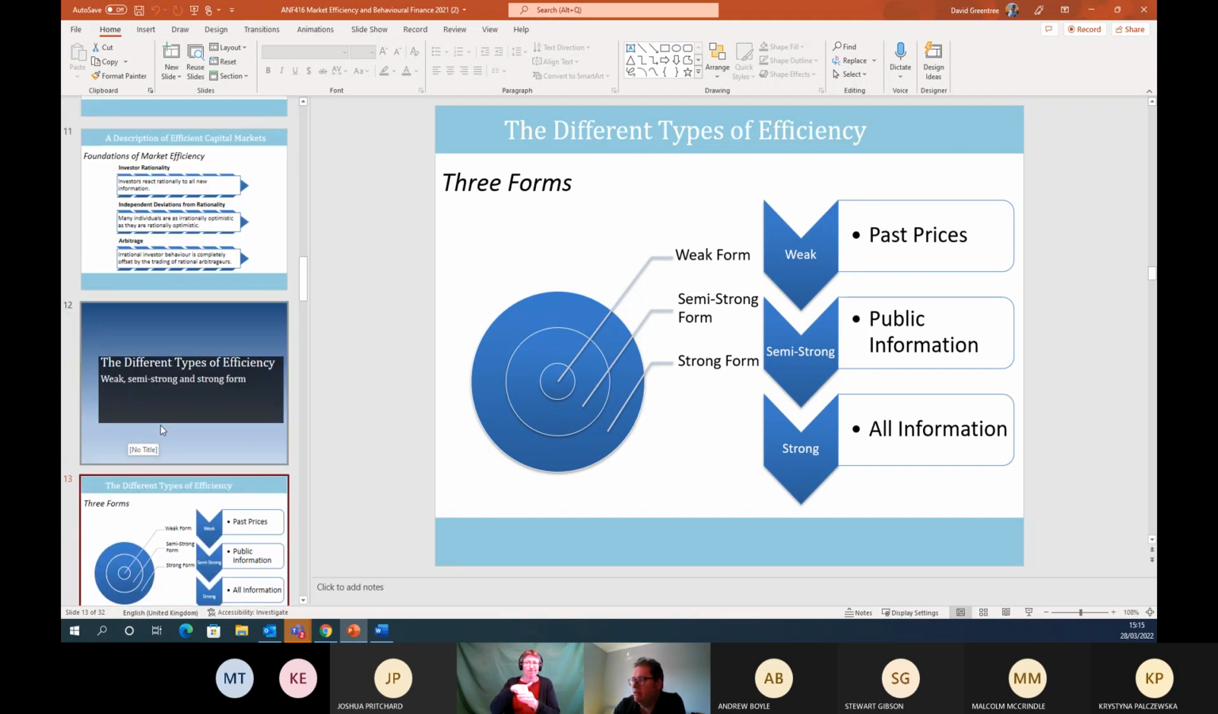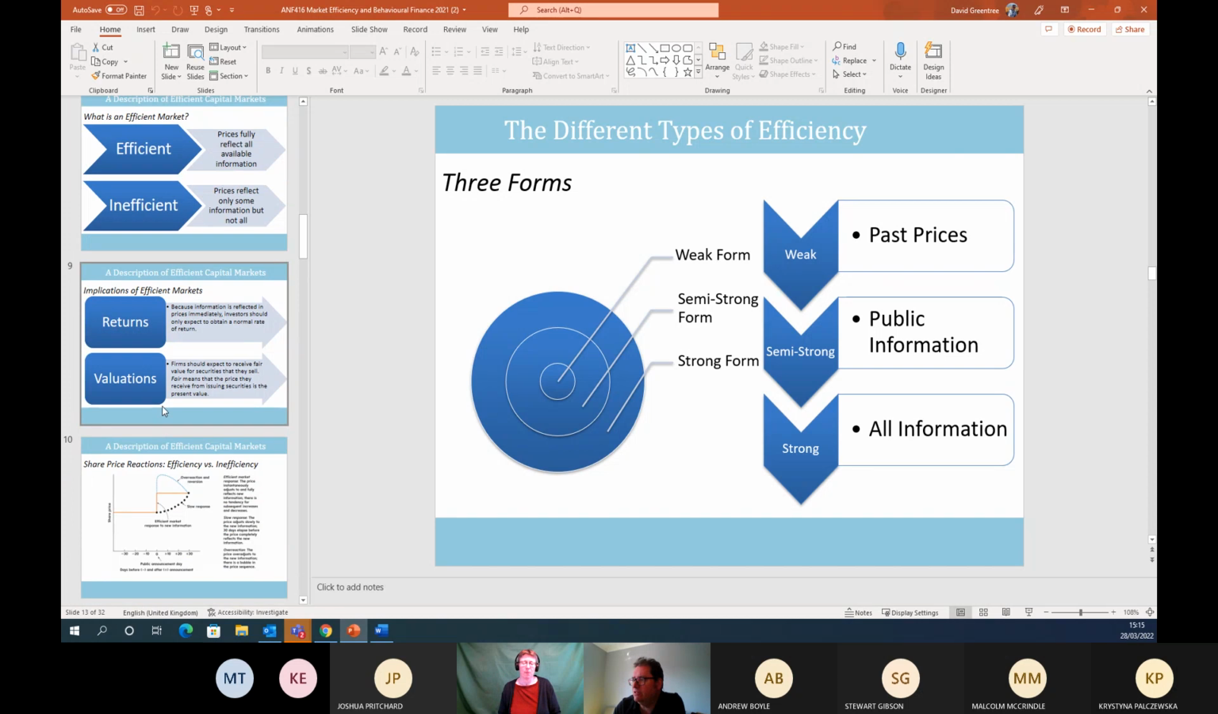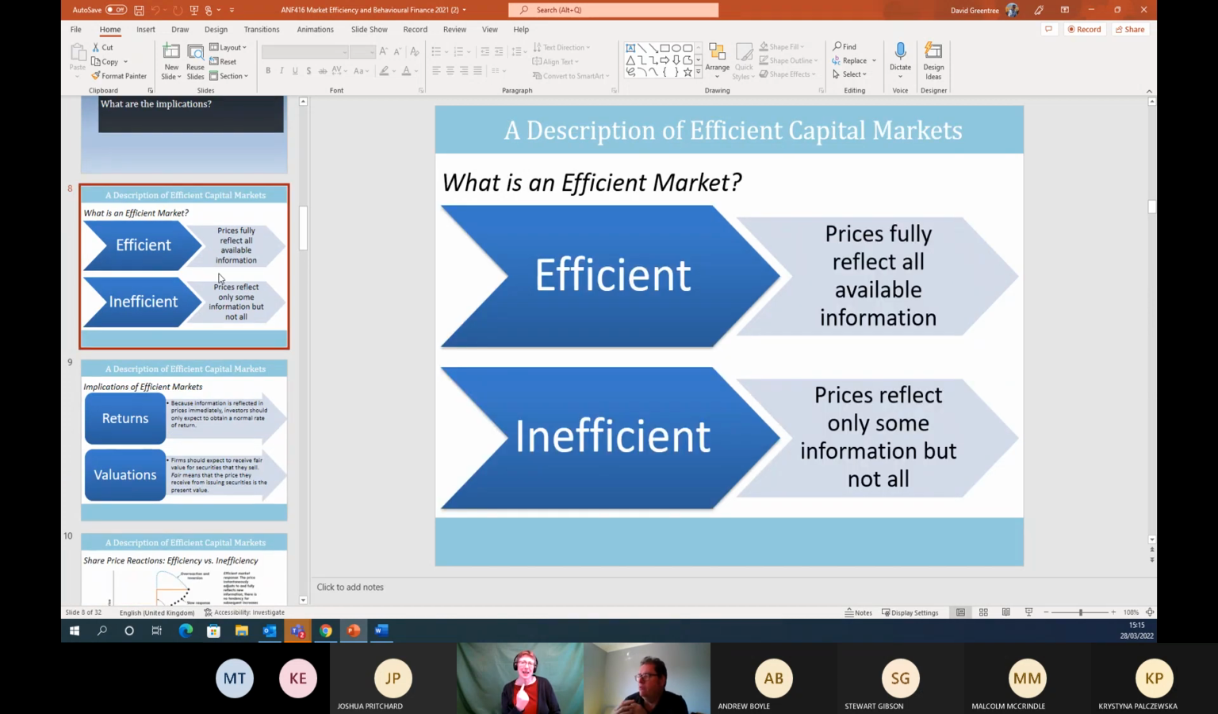And when we're talking about market efficiency, really what we're saying is that if a market is efficient, then the prices of the items on that market will fully reflect all of the information available. So if it's strong form efficiency, all the information that's available publicly and privately is factored into the price of the shares.